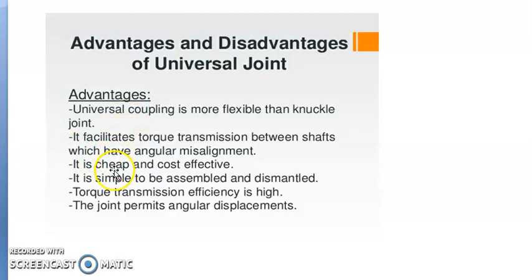Now you can see the advantages. It is more flexible, and permits torque transmission between shafts with angular misalignment. It is cheap and cost effective, simple to assemble and dismantle, torque transmission efficiency is high, and the joint permits angular displacements.